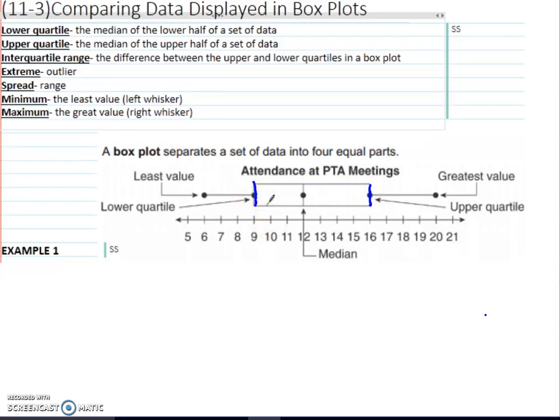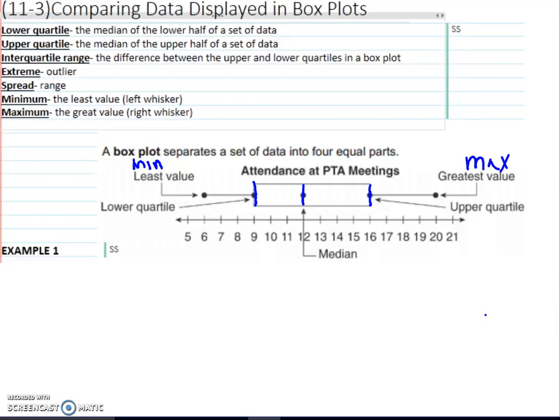Extreme could be any outlier. Spread is the range. It is the greatest value minus the least value. The minimum is also known as the least value. The maximum is also known as the greatest value. And the median is in the middle.